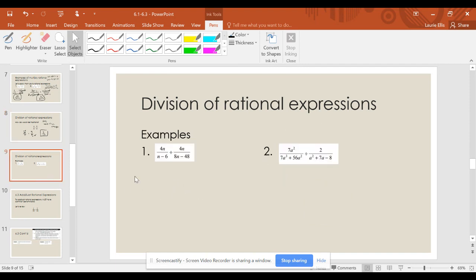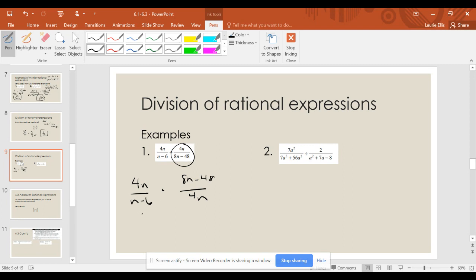So let's do some examples. Okay. So first example, these 4 n's. Again, you want to write it as a multiplication problem. So 4n over n minus 6 times 8n minus 48 over 4n. Another thing that I see students do is they forget which one has to be the reciprocal. So you multiply by the reciprocal. So it's the second one that gets changed.